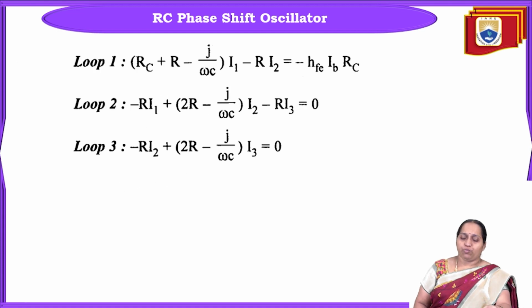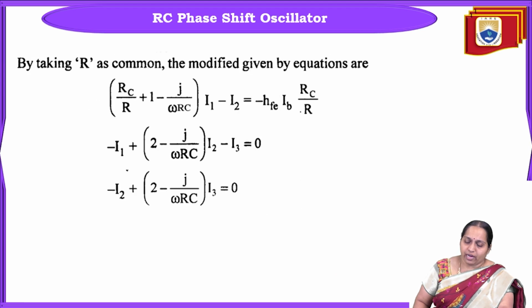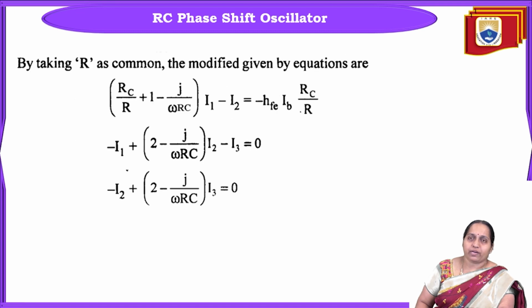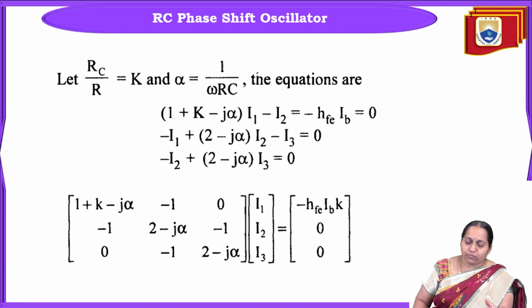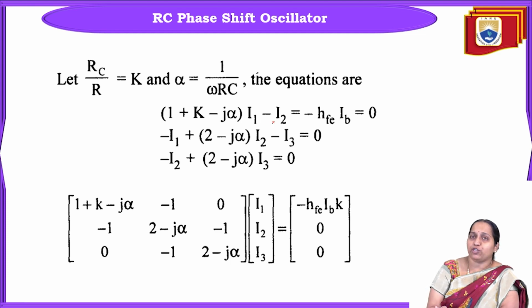Then, in the above three equations, I'll take R common, and the modified equations will be like this. In each one, we get RC by R plus 1 minus 1 by (j omega RC). In the next step, I take RC by R equal to k and let alpha equal to 1 by omega RC. Then the three equations are modified like this: (1 plus k minus j alpha) into I1 minus I2 equal to minus hFE into IB.